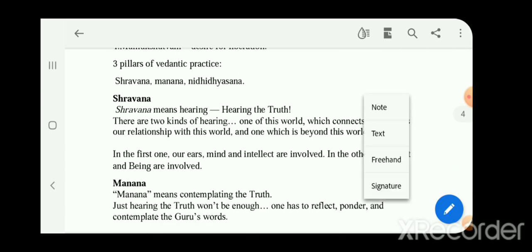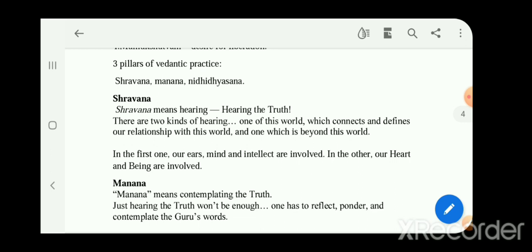Now we need to talk about the three pillars of Vedantic practice. Those pillars are Shravana, Manana and Nididhyasana. We'll see them one by one. Shravana means what we hear, hearing the truth. This hearing is of two kinds. One is hearing about the things in this world, and the other is hearing of what is beyond this world, which is outside the world. First we will see the hearing in this world.